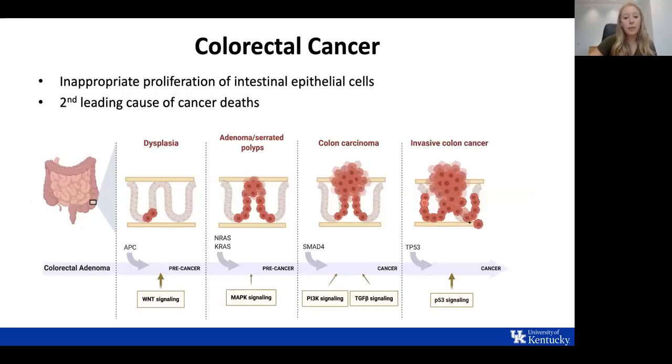So colorectal cancer is defined as the inappropriate proliferation of the intestinal epithelial cells. And overall, it is the second leading cause of cancer-related deaths among men and women. And so there is an adenoma to carcinoma sequence where over the course of cancer development, more mutations in various signaling pathways are acquired. And so the first hit is usually a Wnt signaling pathway mutation, which I will be focusing on.